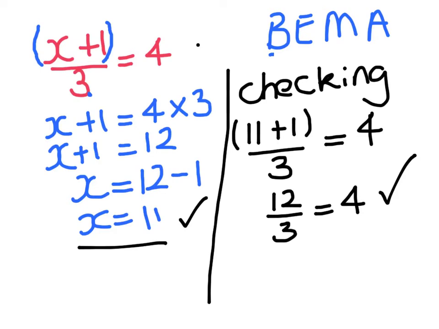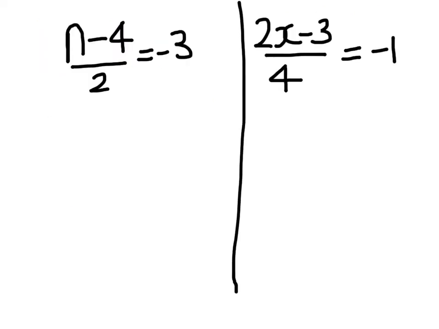I'm going to give you a couple more on the next couple of slides. Make sure you do as you did before. Look at the question, pause it, try and do it on a piece of paper, and then play it again and make sure you're matching your answers with me. I've got two equations here: (n minus 4) over 2 equals minus 3, and (2x minus 3) over 4 equals minus 1. Hopefully you've all got a piece of paper. Pause it, try and work it out. Remember, change the side, change the operation. Anything on top of the fraction is actually in brackets, and see how you go.